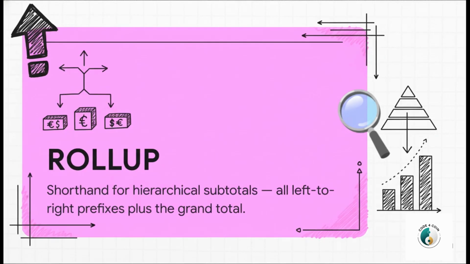Next, we have ROLLUP. Now, this tool is a specialist. It's designed for one very specific job, creating hierarchical reports. Like when you drill down in a sales report, you want to see the grand total for everything, then you want to see totals by region, and then totals for each product inside that region. ROLLUP does exactly that, and it does it automatically.